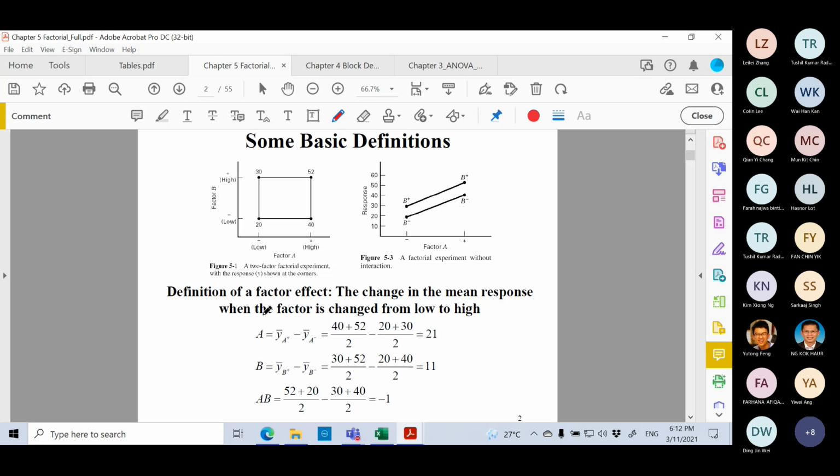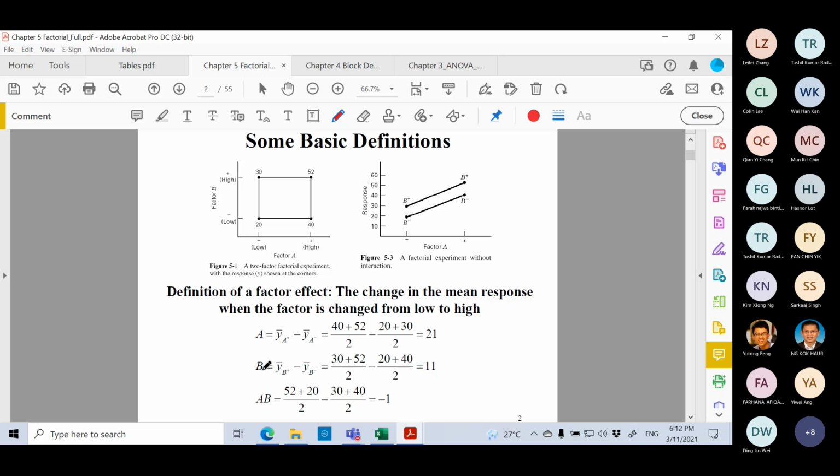So if you want to look at the factor A alone, from the low level to the high level, will the mean increase? From here, we just get the average value of the factor A. The average value of factor A at the high level, minus away the average value of the low level. So you can see that for the factor A, from the low level to the high level, they increase by 21 units.